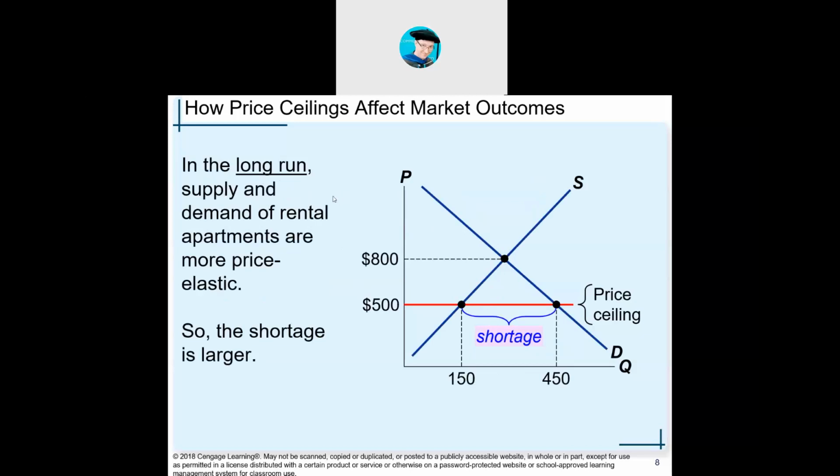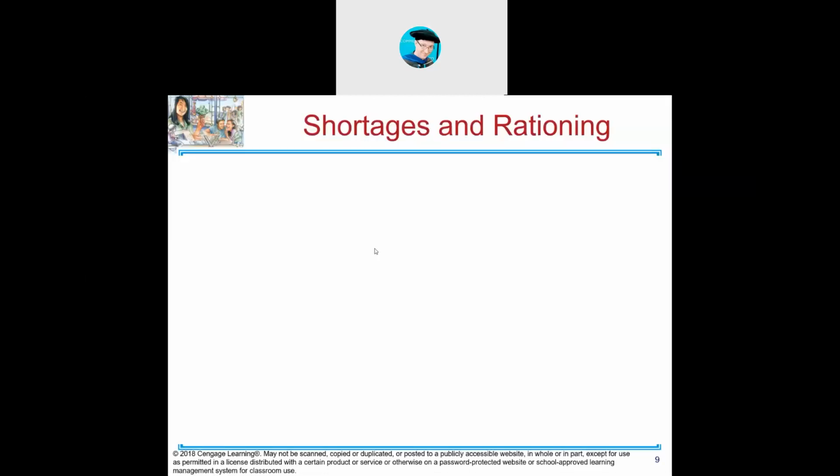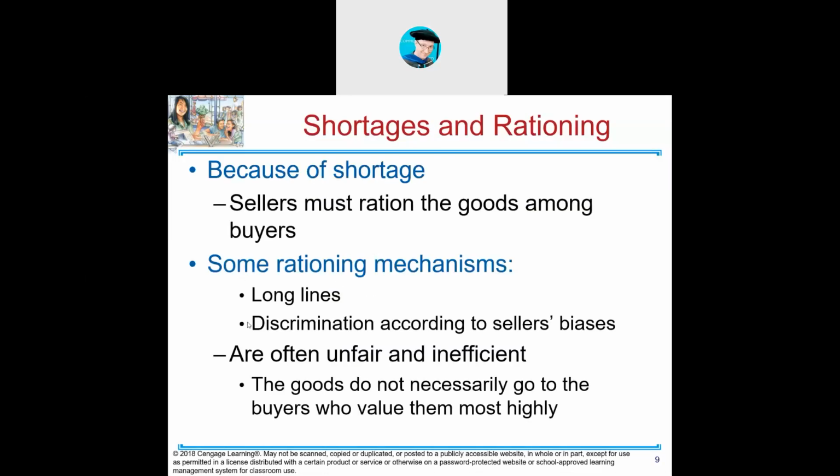So in the long run, rental apartments are more price elastic than other types of product because it's housing. So there's a larger shortage if the price ceiling is lower. When there's a shortage, sellers must ration goods among buyers. We saw this several times in the past.